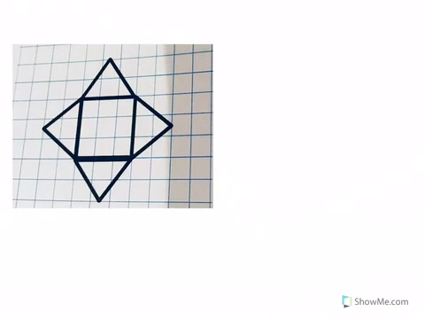We need to find the area. The base is pretty simple, right? 1, 2, 3 by 1, 2, 3. 3 times 3 is going to give us 9 centimeters squared for the area of that inside square.